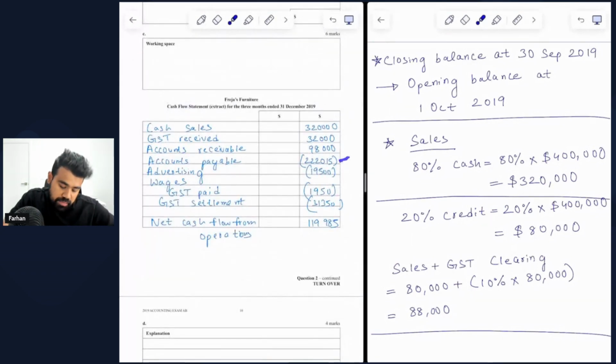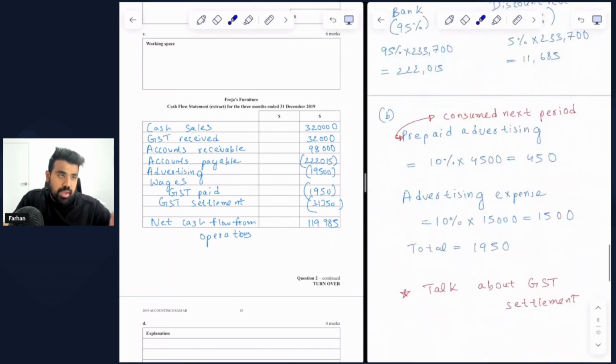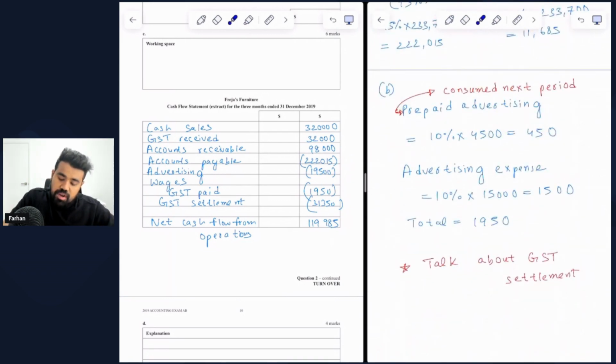And then we have advertising. I have included 90,500 within brackets, which refers to an outflow. So how do we get 90,500? If you remember, we paid 4,500 for prepaid advertising, and then we also had an expense of 15,000 for this period. So both of these added together makes it 90,500, and that's an outflow, which is why we kept this in brackets.